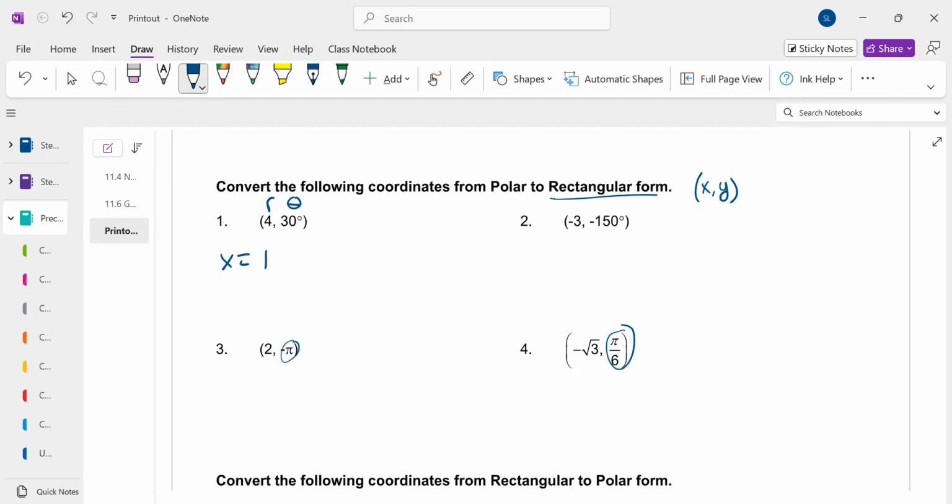So x here is going to be 4 times cosine of 30 degrees. Y is going to be 4 times sine of 30 degrees. And I don't have a unit circle on me, I'll just do these as calculator. 4 cosine of 30 gets me 3.46. 4 sine of 30 gets me 2. So don't just leave it like this. Let's write the coordinates. We're going to be looking at 3.46 comma 2.